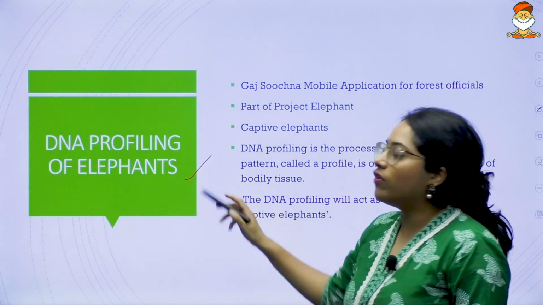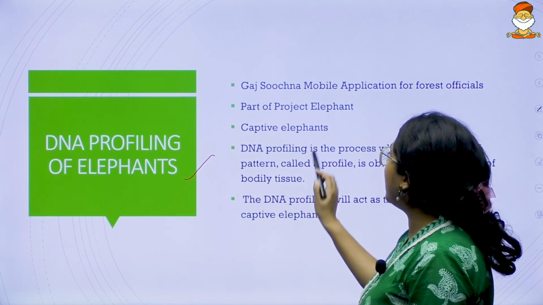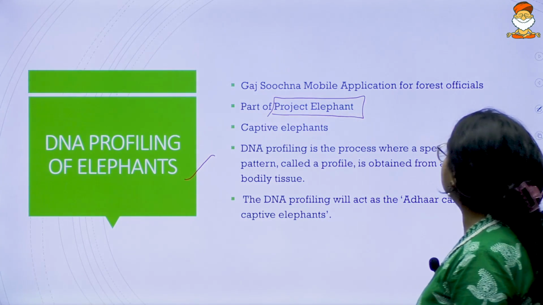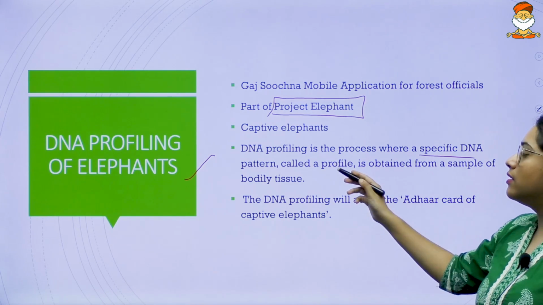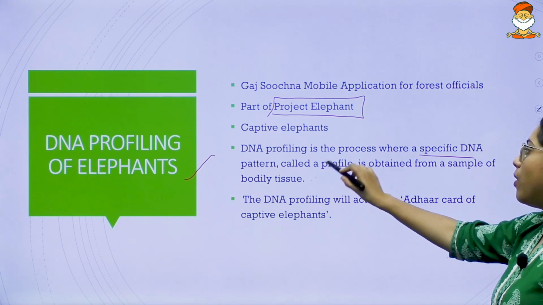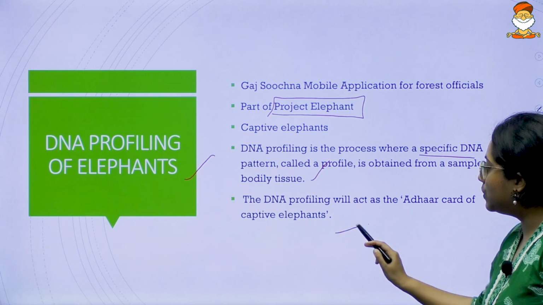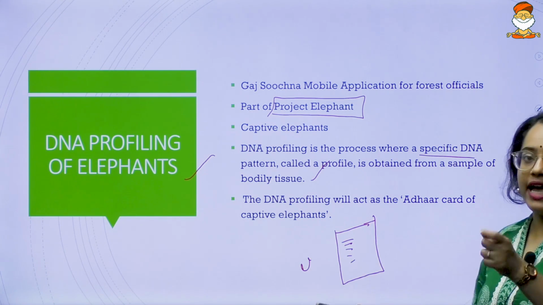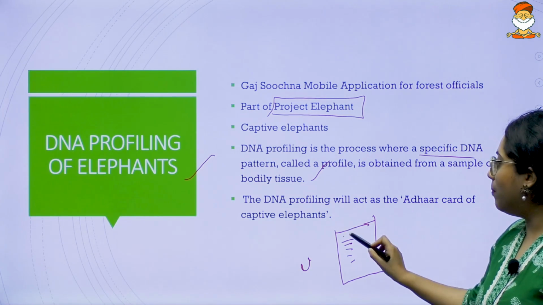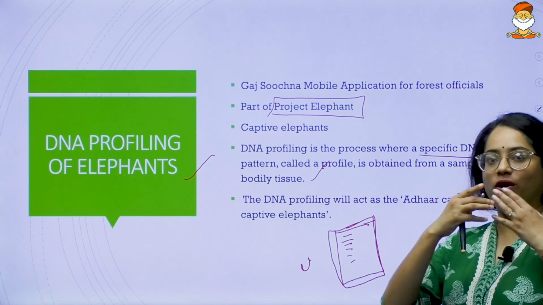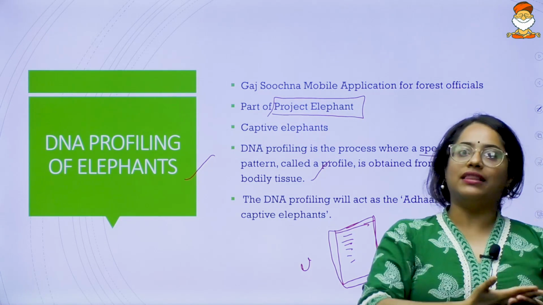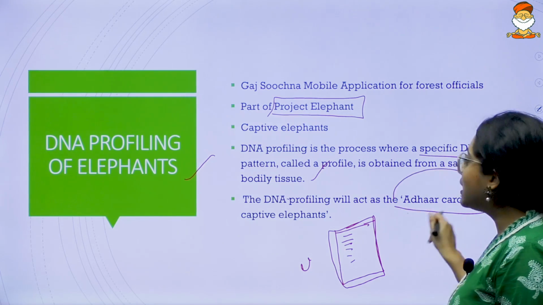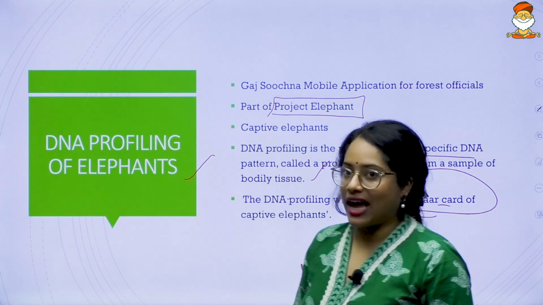This DNA profiling of elephants is happening as part of Project Elephant, and it's the process where a specific DNA pattern is obtained from a sample of bodily tissue. All the major details, the genetic details of that particular elephant, will be coded or created into something specific. It's like having an Aadhaar card sort of thing. So this DNA profiling will act like an Aadhaar card for elephants, and this is the catch over here.